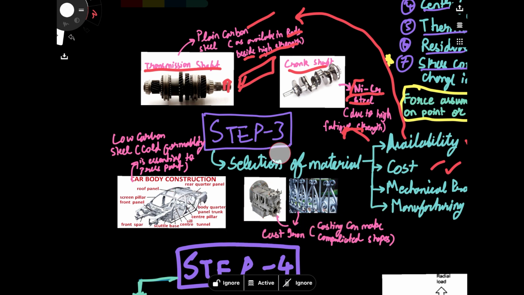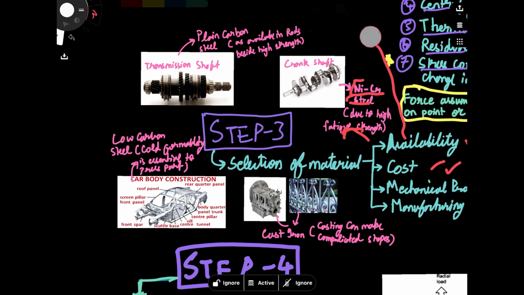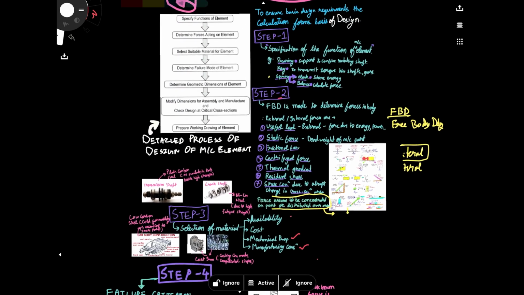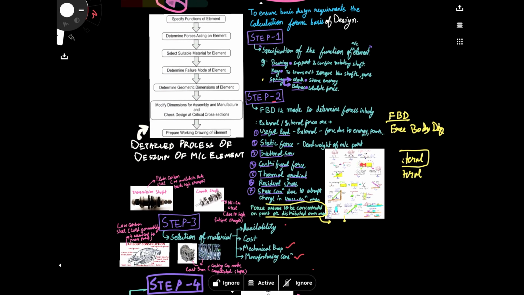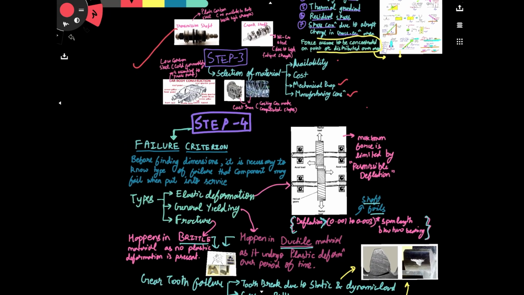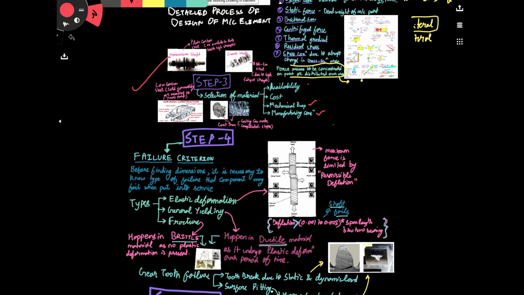This lecture series will help you with that, so that you can start doing your own designing. I guess step number 3 is clear. We have already chosen the machine element which is required. Next, we already know the forces on that machine element. Now we selected the material also. So let's move on to the next step, which is the failure criteria.